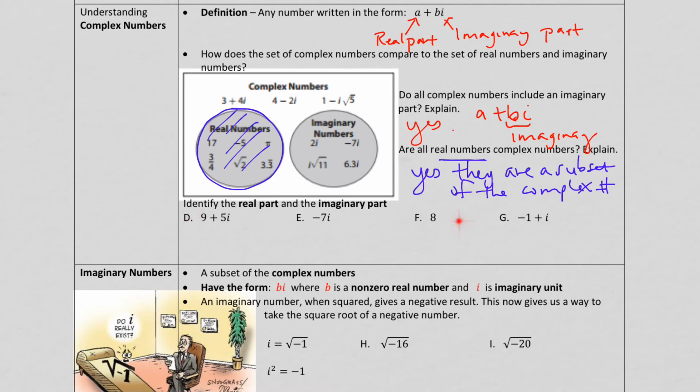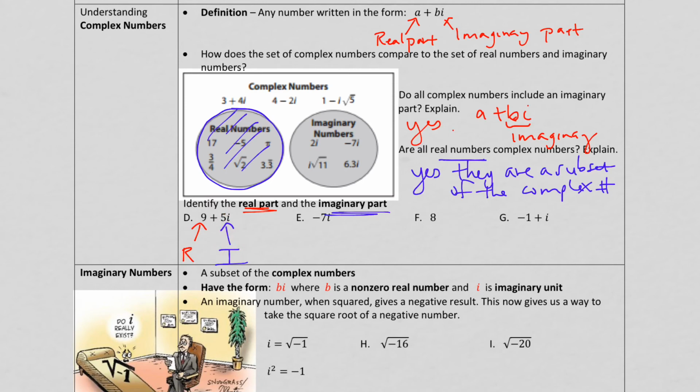For examples D through G, we want to just identify the real part and the imaginary part of a complex number. For example, in example D, if I see 9 plus 5i, the real part is going to be the 9. That's the real part. I'll just use R for real. And then the imaginary part, in this case, is going to be the 5i. So for example D, 9 plus 5i is a complex number. The real part is the 9, and the imaginary part is the 5i.